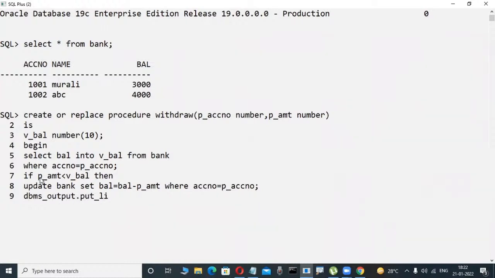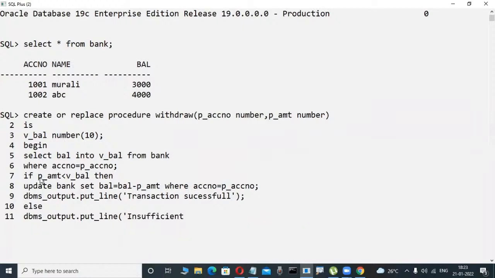Your transaction is successful. Don't worry about this one, just observe it here. Else, simple coding. Now check it out: insufficient funds, else insufficient funds. Okay, some codings are there. This is not a difficult coding, take it easy.